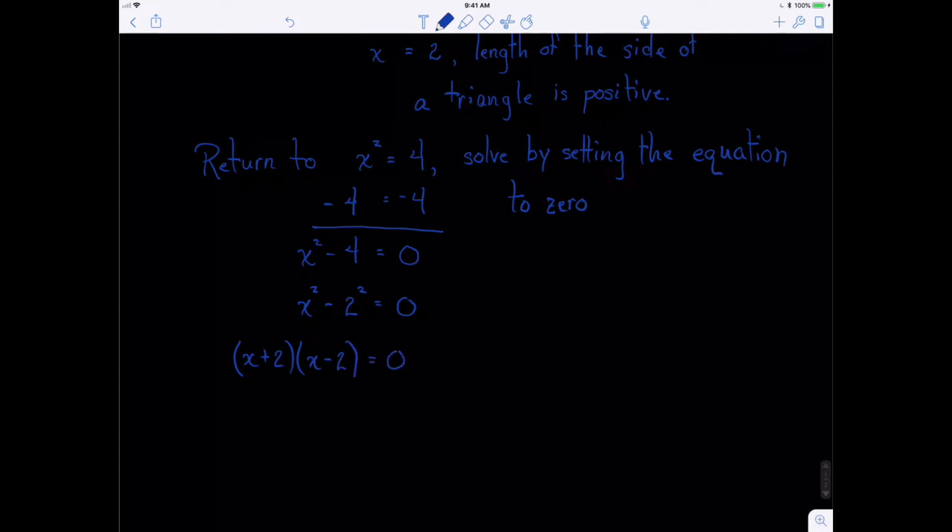equals 0. Once we're at this stage, we solve this by setting each factor to 0. Remember that x plus 2 is a factor, and x minus 2 is a factor, so we set each factor to 0, and the possible answers for x are found by solving this. For the first one, I subtract 2 from both sides. So here I have x equals negative 2, and on the second equation, we add 2 to both sides, and I get x equals 2. So notice that there are 2 solutions.